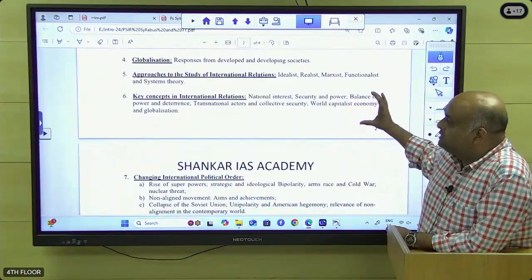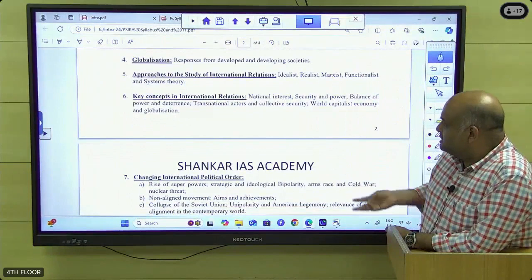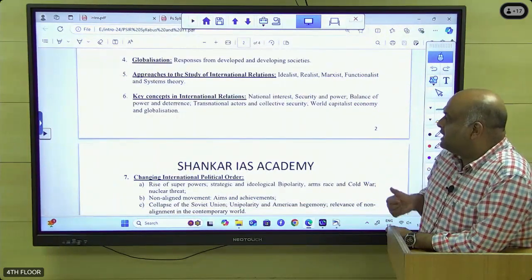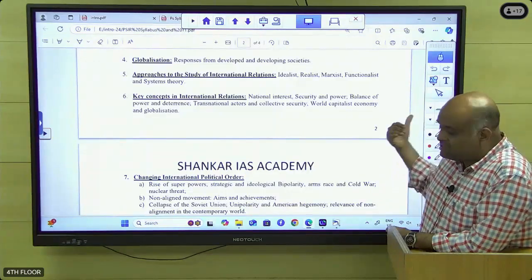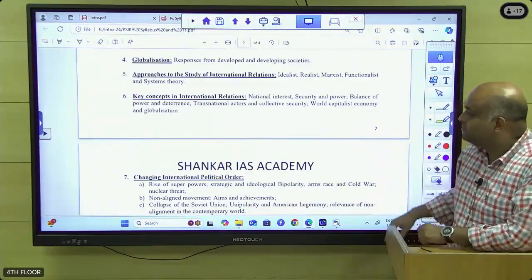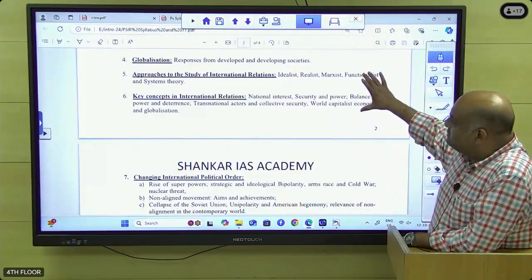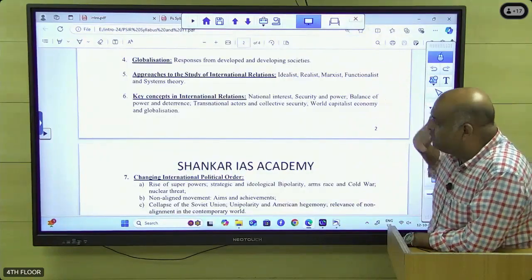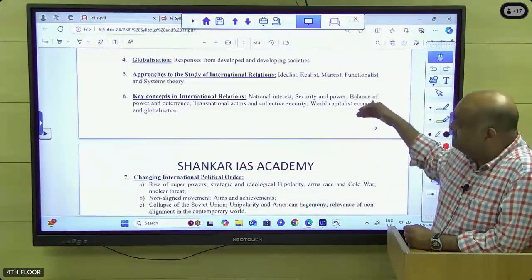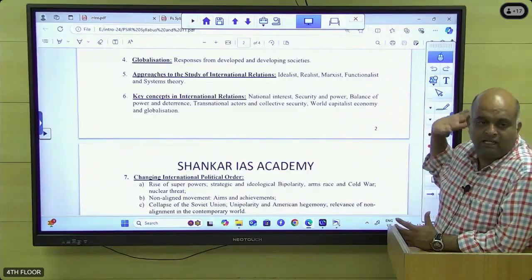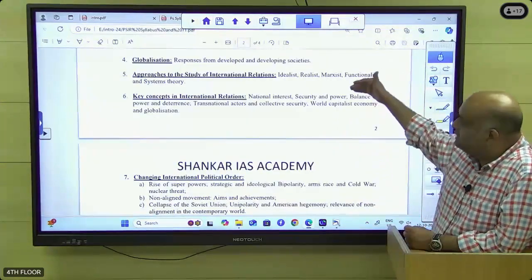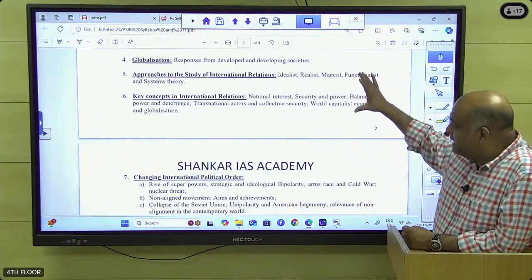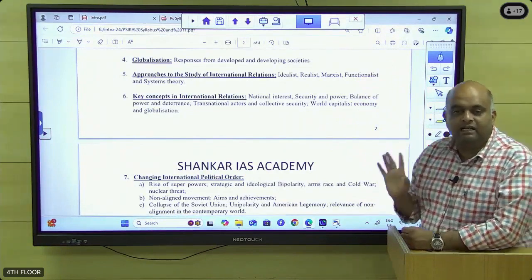And then the key concepts in international relations: national interest, security and power, balance of power and deterrence, transnational actors, collective security, world capitalist economy and globalization. These 2 chapters will take 1 week each. So this itself will take around 3 weeks, maximum 2 to 3 weeks, for chapters 5 and 6. If you are good in chapters 5 and 6, this is the idea; other things are just application, and we can easily deal with them.